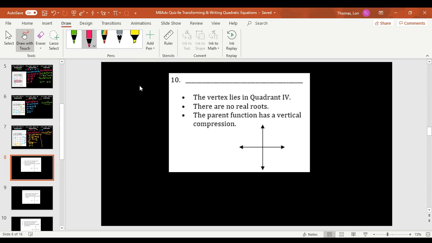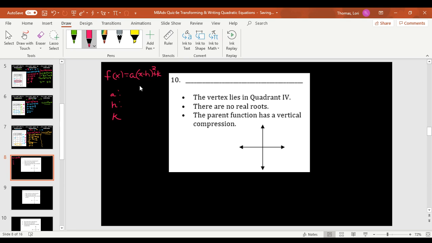So let's remember it's going to be f of x equals a times x minus h quantity squared plus k. So we need an a, we need an h, and we need a k value.